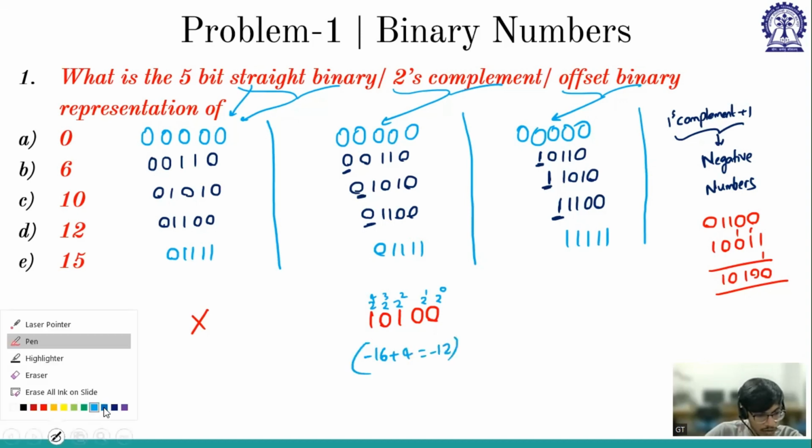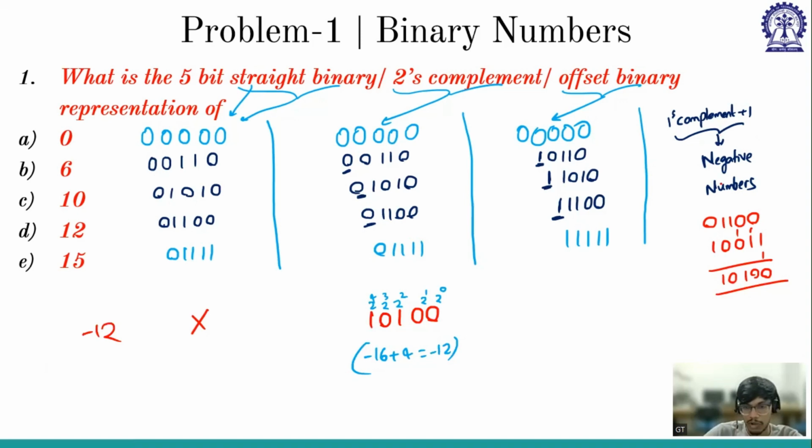Whatever logic we are discussing, one's complement plus 1 is only for negative numbers. So I have taken plus 12, inverted it, taken the one's complement 10011, added 1, and the output is 10100. That is my minus 12, and I am cross checking whether it is giving minus 12 or not. Now in the case of offset binary, I will toggle the first bit: 00100.